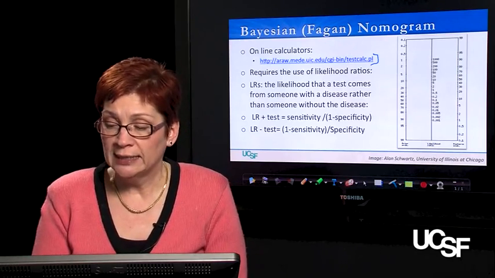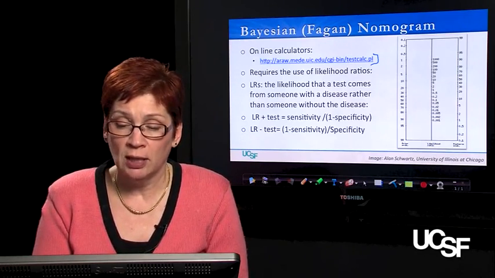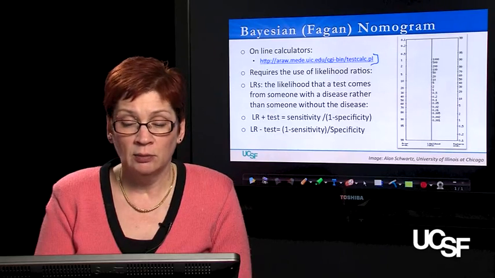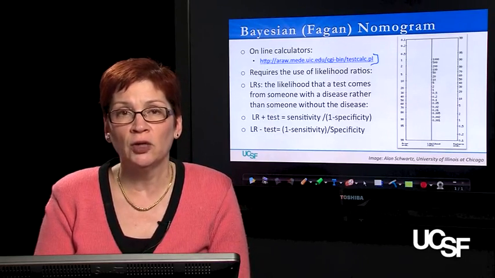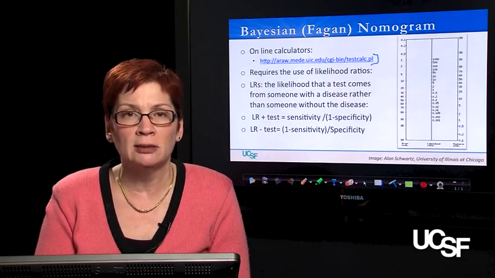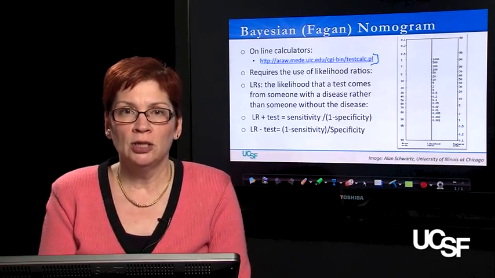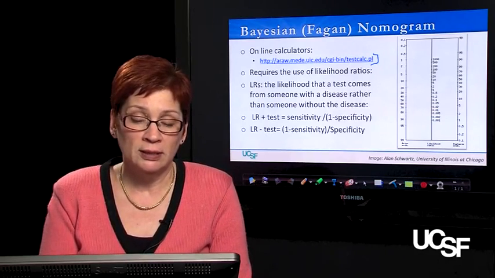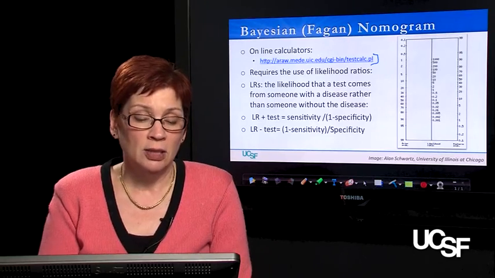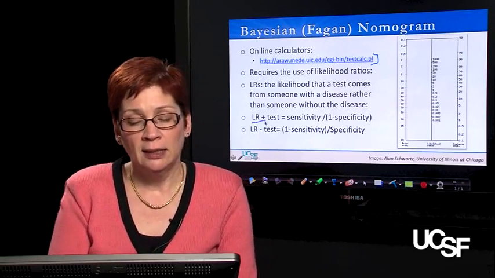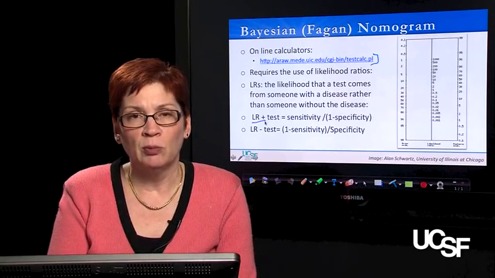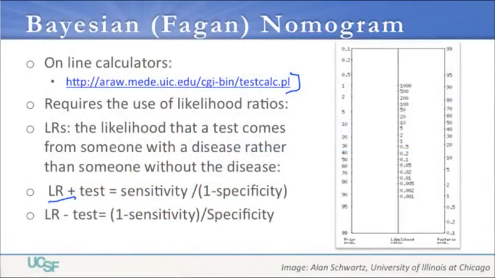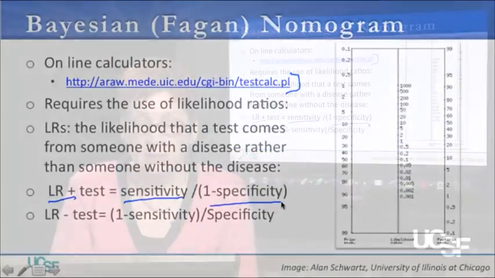So let me just introduce one last set of formulas for you, just to show you how this nomogram works in case you don't want to use the online calculators. This requires that we take sensitivity and specificity and convert them into a global statistic known as likelihood ratios. And likelihood ratios are the likelihood that a given test comes from someone who has the disease rather than someone without the disease. So the likelihood ratio of a positive test is the likelihood that the positive test comes from someone with the disease rather than someone who is free of the disease or healthy. And the formula is sensitivity over 1 minus specificity.